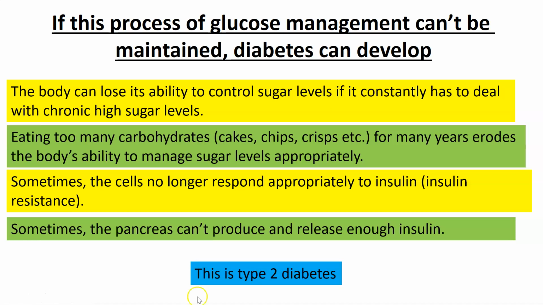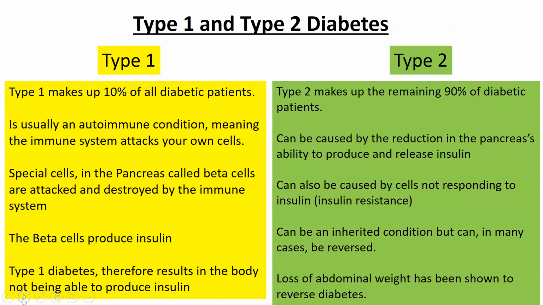This development of diabetes is specifically type 2 diabetes. Now, if it's type 2, then what's type 1? Type 1 is this. Type 1 makes up about 10% of all diabetic patients, so one in every 10 diabetics is type 1.